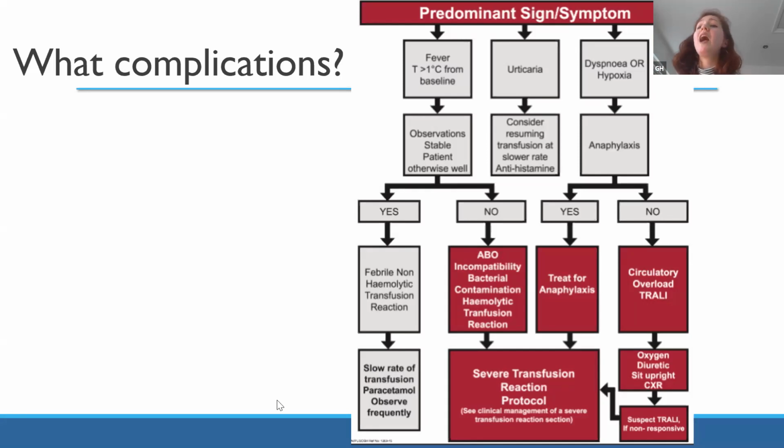And in that case, all you do is you give them paracetamol to bring that fever down, and you slow the rate of the transfusion again, but you can continue it. These are the other things that are in the severe transfusion reactions.